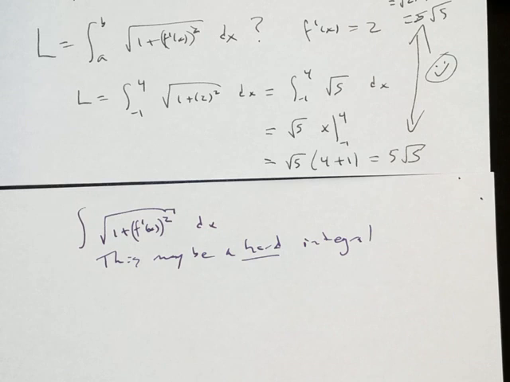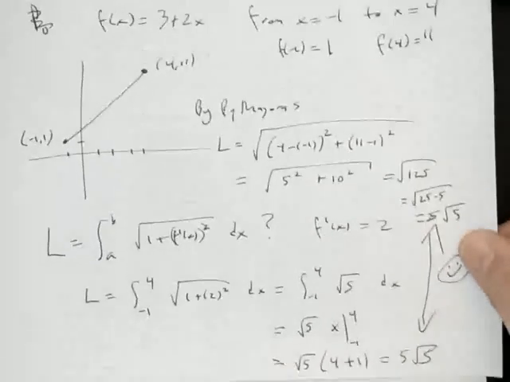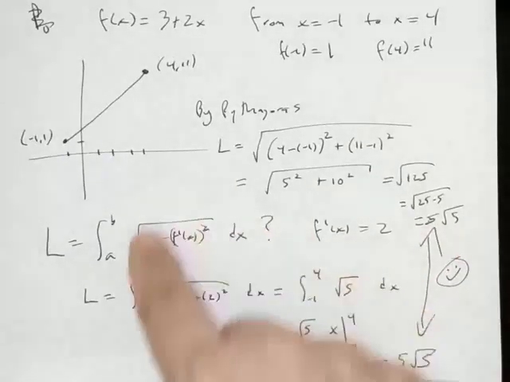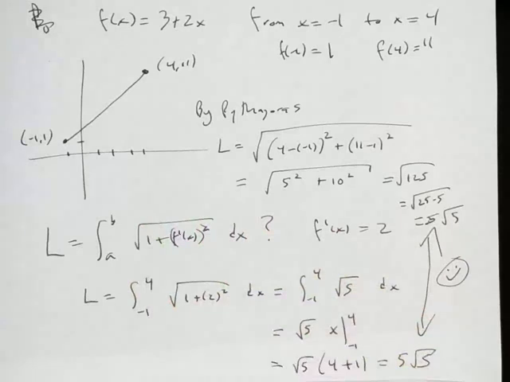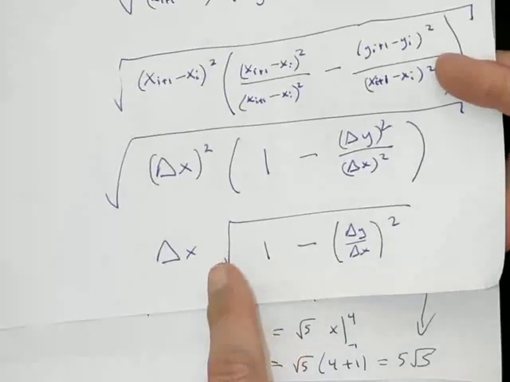Questions? Please note, I did this problem that we just looked at by writing this as 1 plus f prime of x squared, right? And I got that because of what I did back here, where I pulled out the delta x.